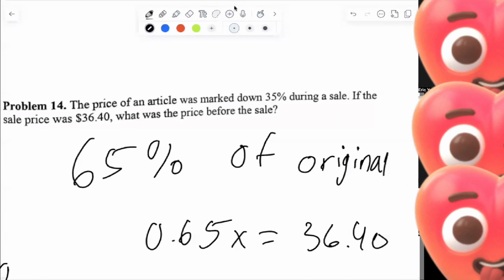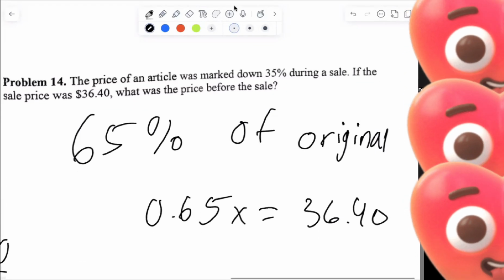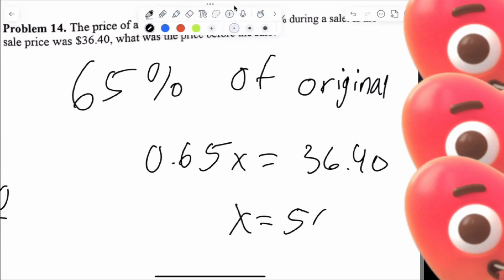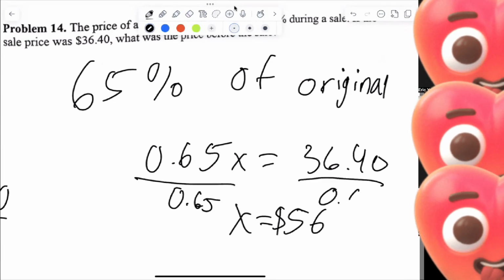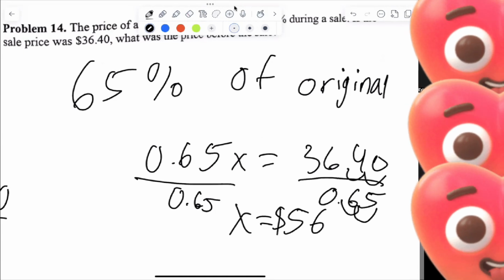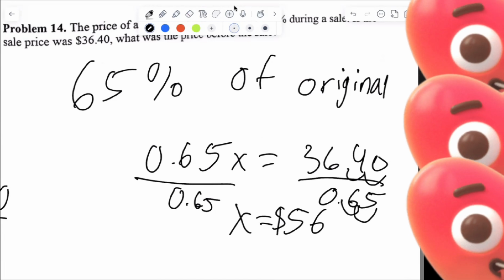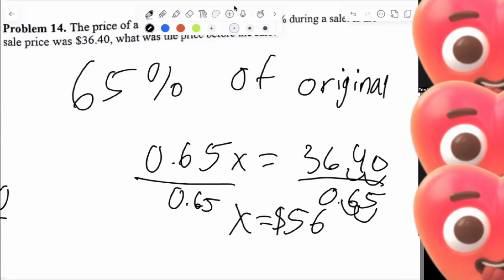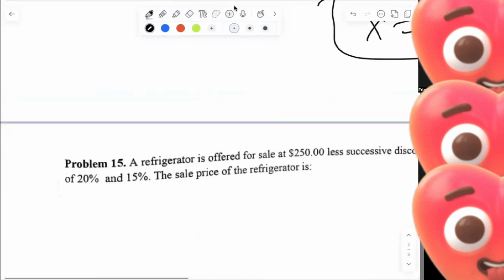Okay, so thanks to Young, we got the answer right, and the answer is indeed $56. So the answer for x is $56. You can divide by 0.65. Move the decimal 2 places to the right for the denominator and the numerator, if you learned how to divide decimals. Then we get 3,640 divided by 65, which is equal to 56. Let's move on to problem 15.